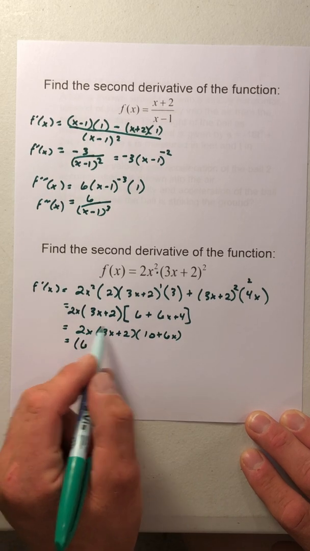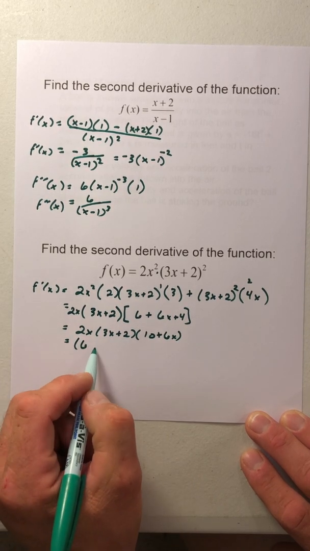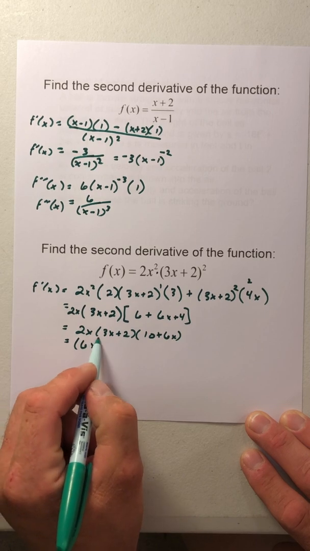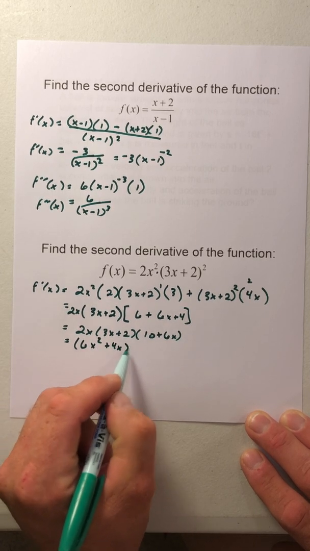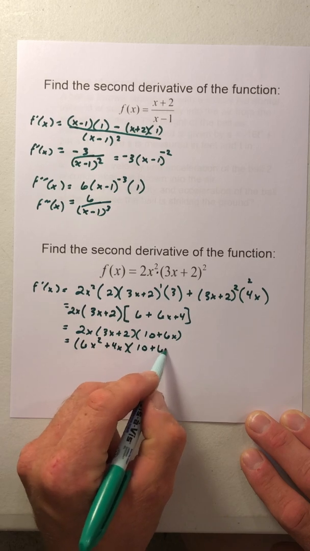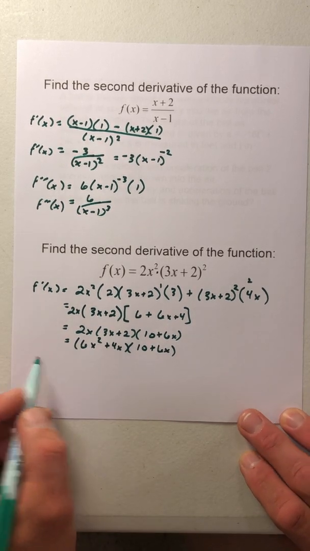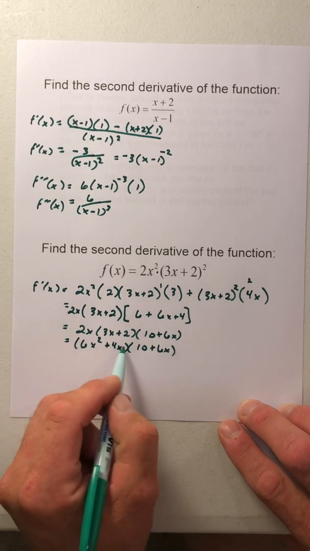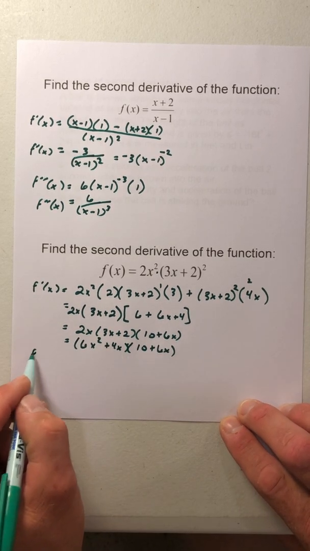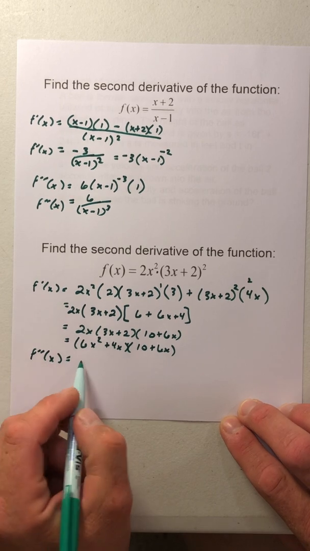So what I'm going to do is combine these two first terms into 6x squared plus 4x. And that's times a 10 plus 6x. Again, if you wanted to multiply this out, you could. I've got it down to 2 things being multiplied together. So I'm going to use a product rule myself.